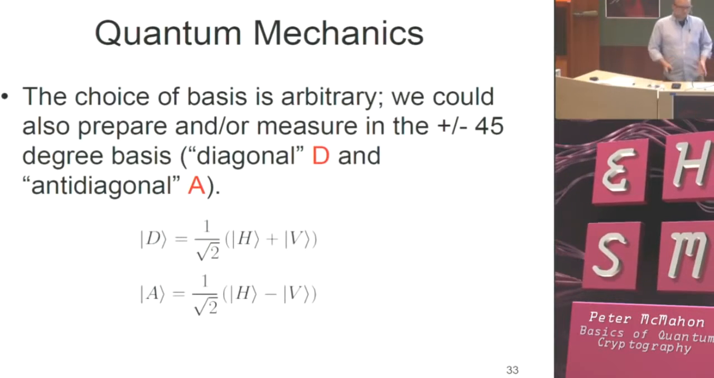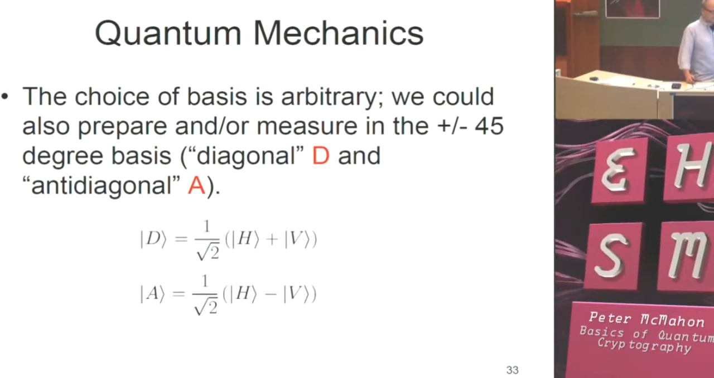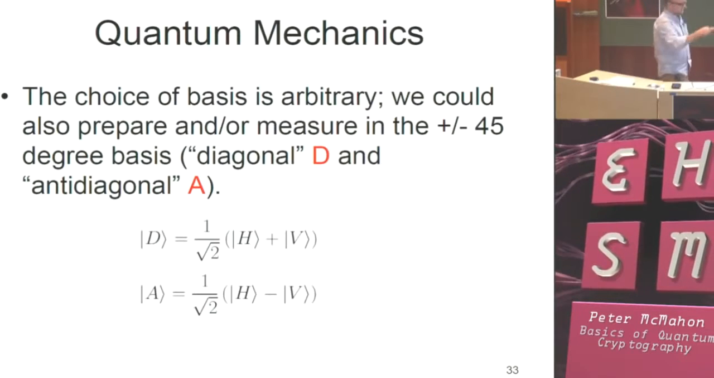However, there's nothing to say that there's something really special about the horizontal and vertical polarization bases. In fact, the choice of basis is basically arbitrary. We could imagine describing either the preparation of the state or the measurement of the state in some other basis. For example, we could talk about the diagonal and anti-diagonal basis, where you have this plus 45-degree polarization and minus 45-degree polarization. We can describe these states here, the diagonal state like this and the anti-diagonal state like this.